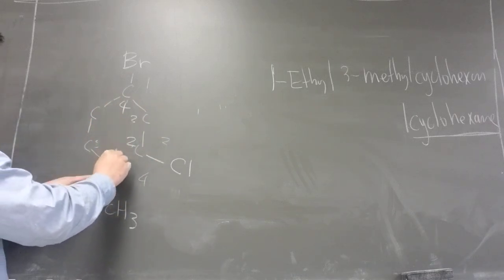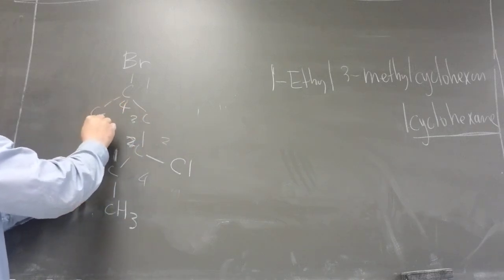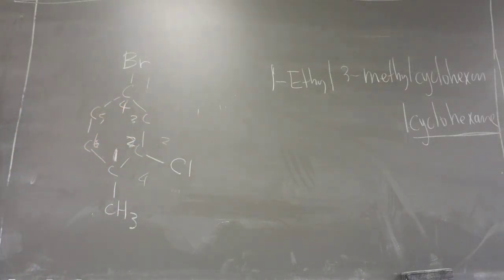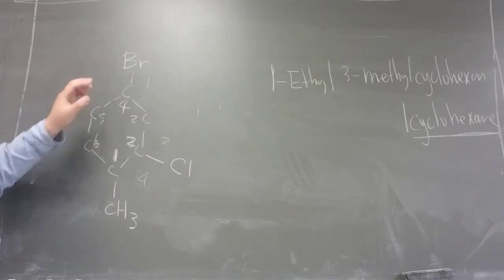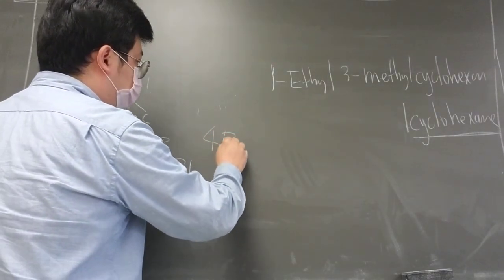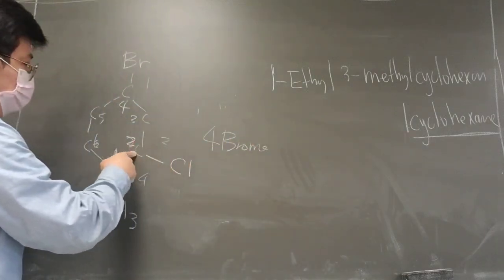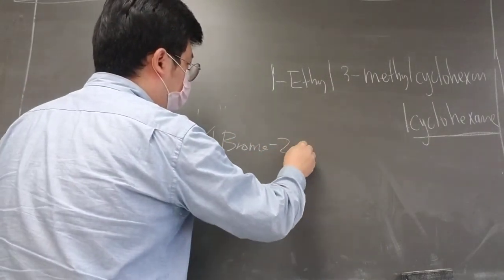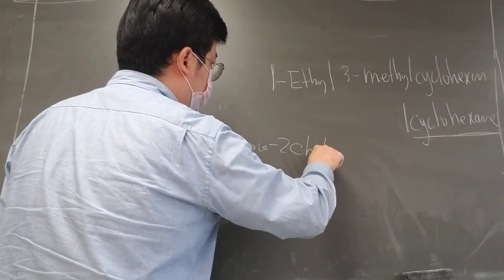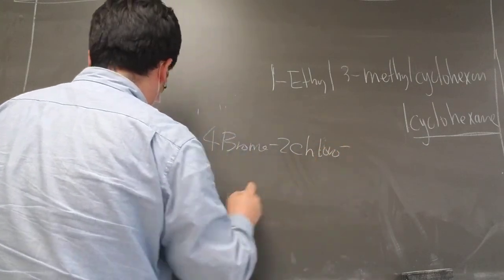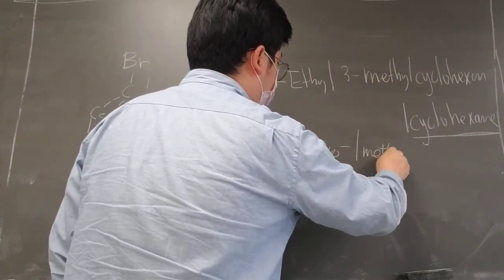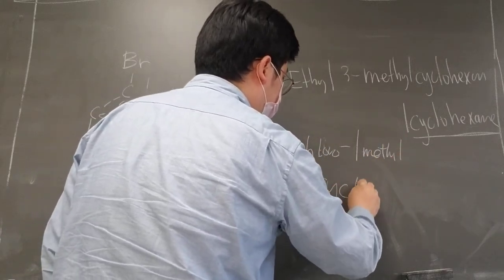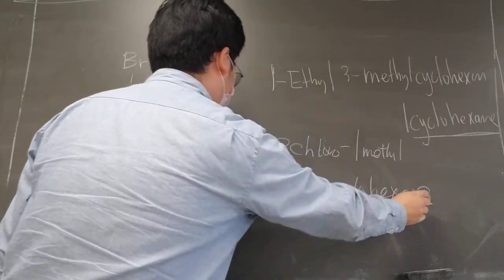From here, maybe it's better. 1, 2, 3, and 4, 5, and 6. That's very good. So in this case, we need to put which one first? The alphabetical order would be what? 4 bromo. Perfect, yes. So it'd be 4 bromo, and then 2 chloro, and 4 methyl. I'm sorry, 1 methyl group, and cyclohexane. Perfect.